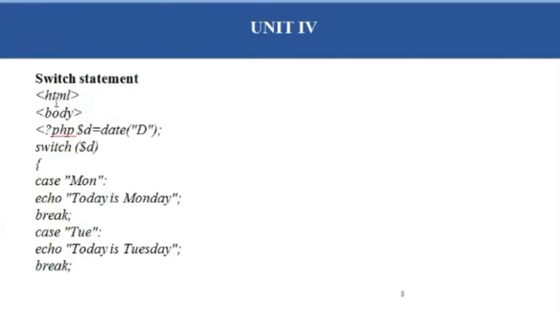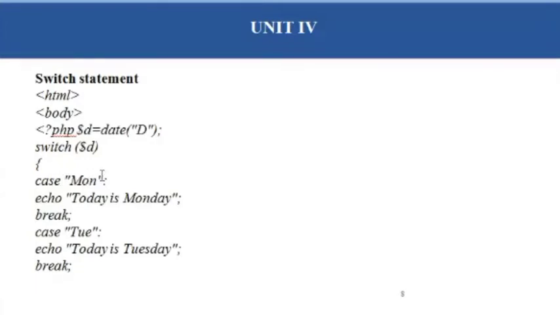Here is my HTML, followed by the body tag, followed by the d variable. I am assigning the date as d, so I will check what the date of today is. D means date, h means hour. Switch is my keyword. Here I pass my variable name $d. The $d is nothing but the built-in function date that we are assigning.